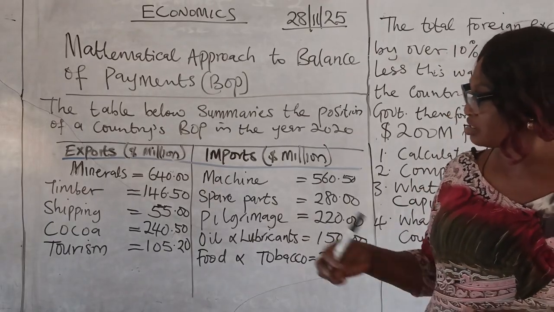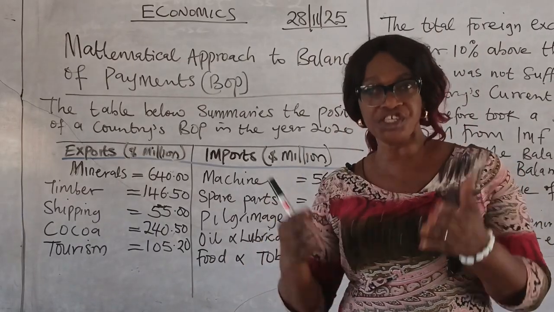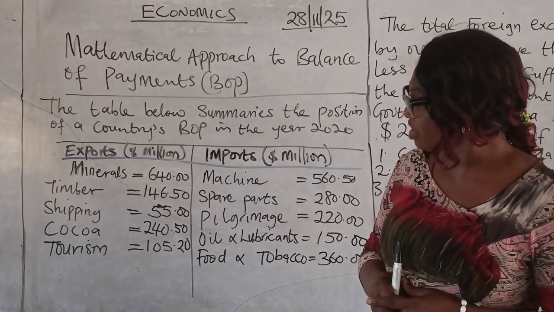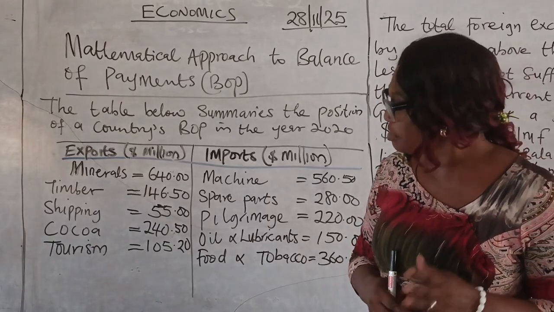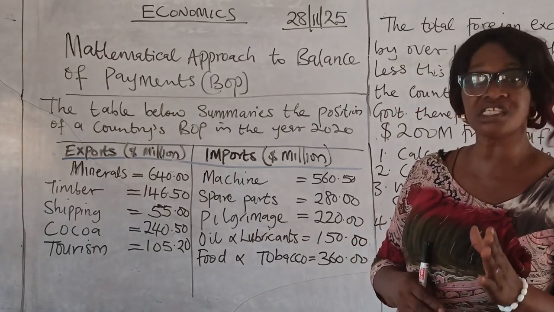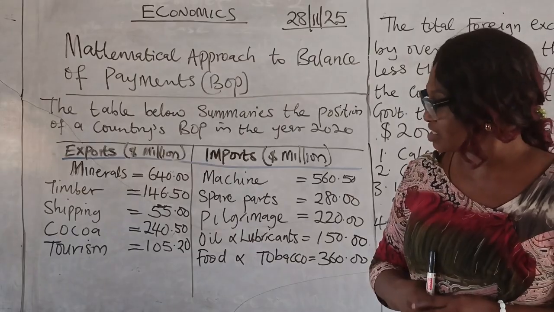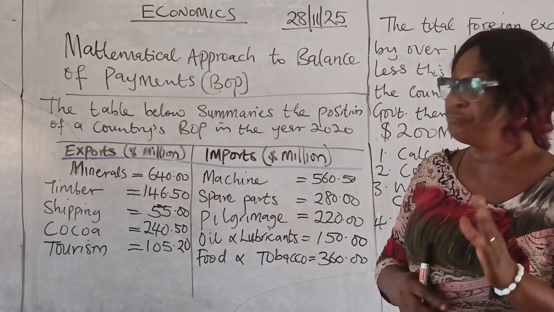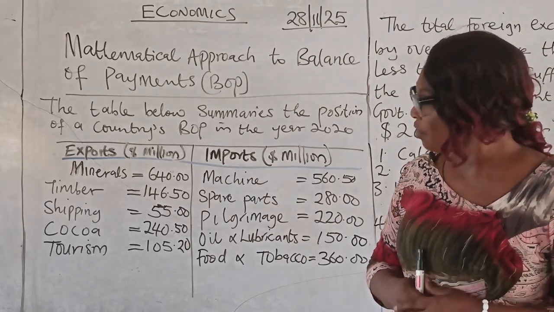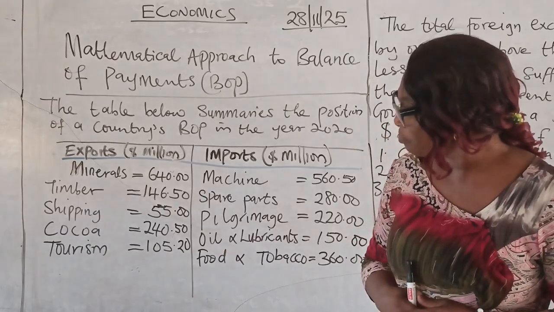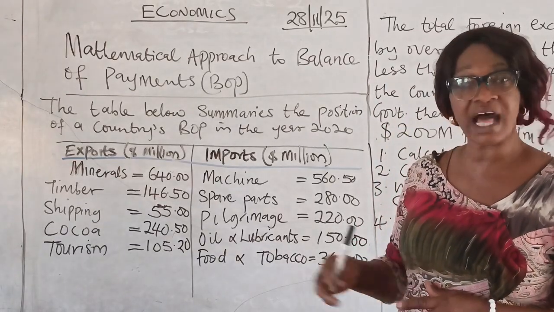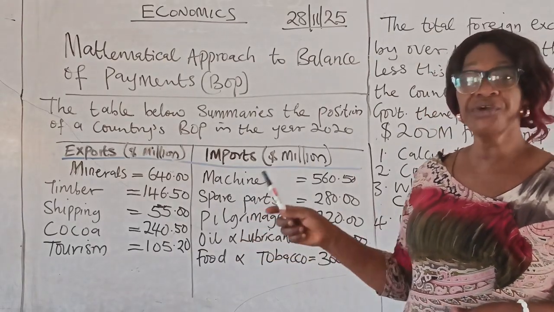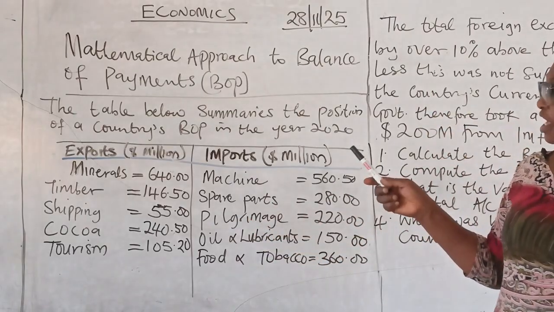Let's go to the exports. What Nigeria is exporting to other countries of the world: you can see minerals, $640 million. Timbers, $146.50 million. Shipping, $555 million. Then we see cocoa, $240.50 million. Then the last one is tourism, $105.20 million.